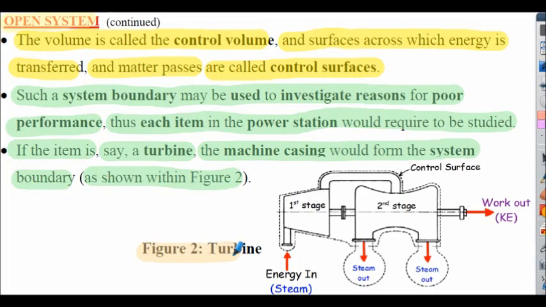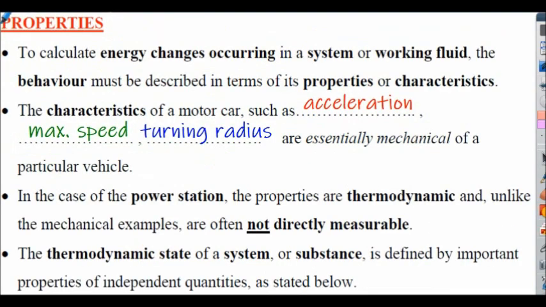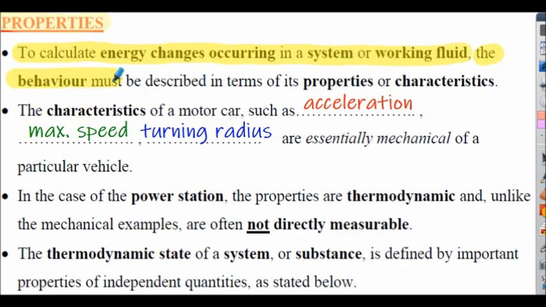Figure 2 repeated for convenience, again showing the system boundary or control surface. Let's consider properties. To calculate energy changes occurring in a system or a working fluid, the behaviour must be described in terms of its properties or characteristics.